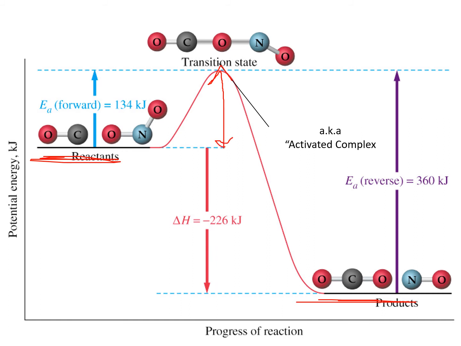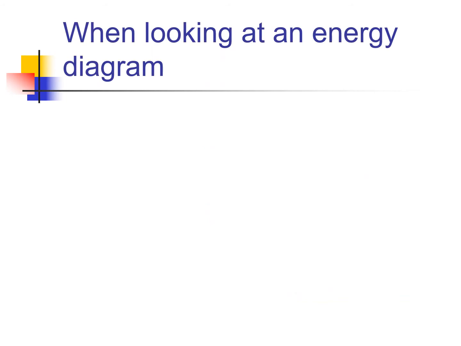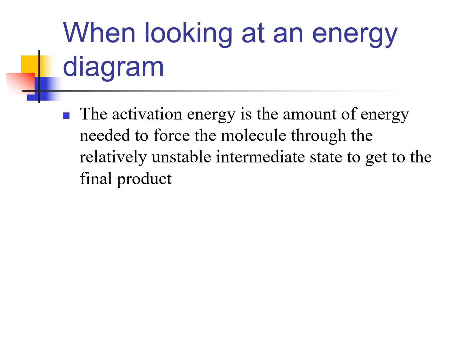If you can meet the activation energy requirement, then the molecules can make it over through the transition state, that kind of in-between point, and then once they have enough energy, when they fall apart, they will fall apart into the products that we know and love and want. Now, when you look at energy diagrams like that, again, the activation energy is that amount of energy needed to force the molecule through that intermediate state to get to the final product. In other words, the intermediate state is during the collision itself.